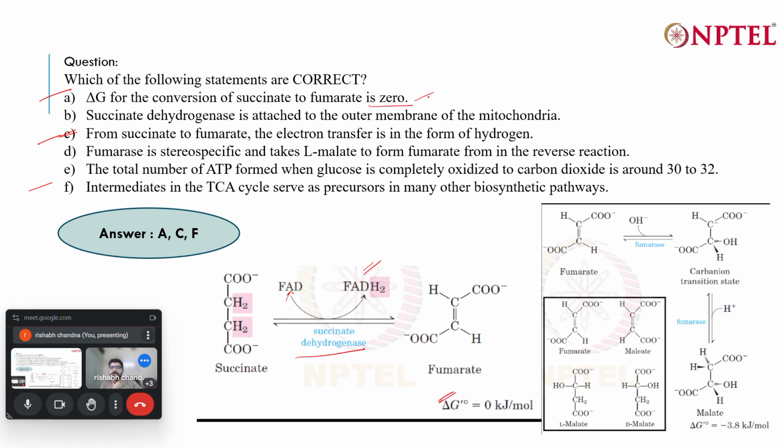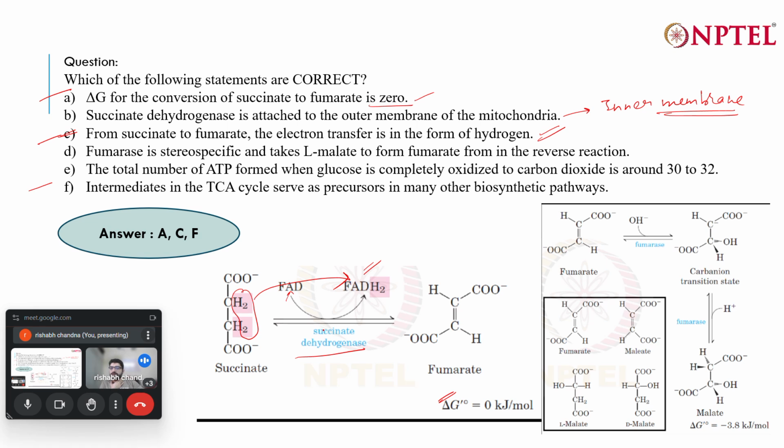Then succinate dehydrogenase is attached to the outer membrane of the mitochondria. No, it is attached to the inner membrane. Okay. From succinate to fumarate, the electron transfer is in the form of hydrogen. Yes, this is correct. Okay. Then, as we have seen now, these two hydrogen molecules are basically transferred to the FAD molecule.